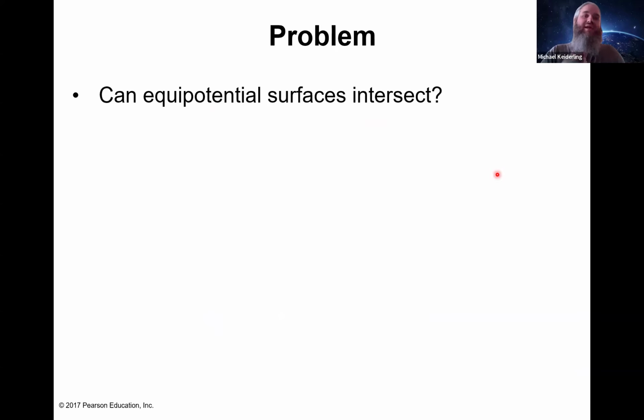So here's a question. Can equipotential surfaces intersect? Is that possible? These are surfaces of constant electric potential. Could you have two of these surfaces intersecting? Feel free to answer in chat.